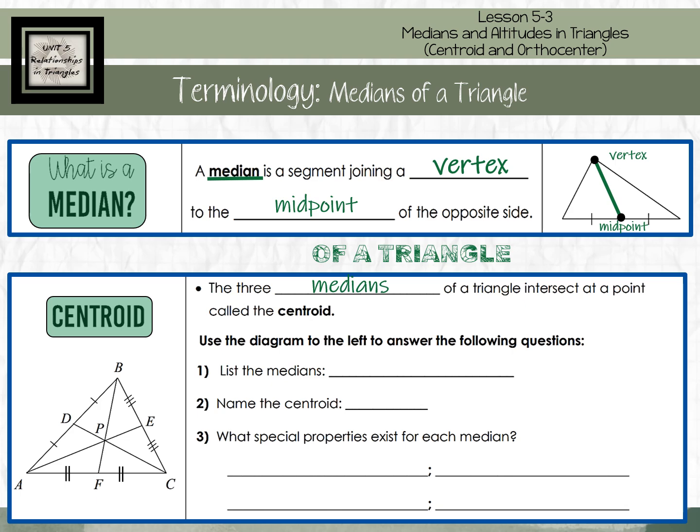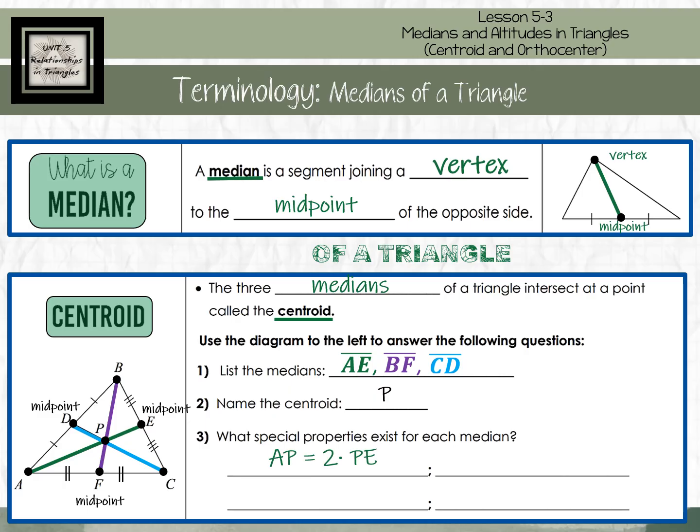Centroid. When you have all 3 medians in a triangle, up in that example we only had 1, but the 3 medians of a triangle intersect at a point called the centroid, which is point P there in the diagram. List all the medians. There's one, that's segment AE. There's another one, segment BF. And segment CD.